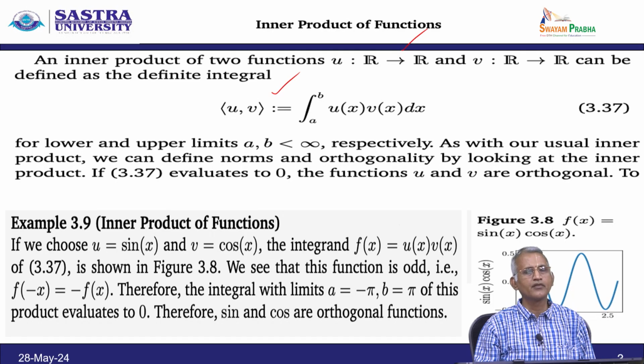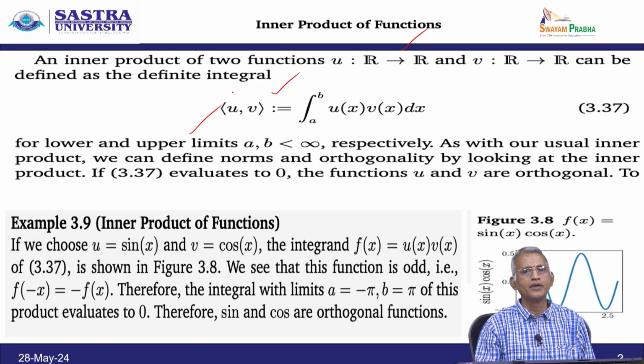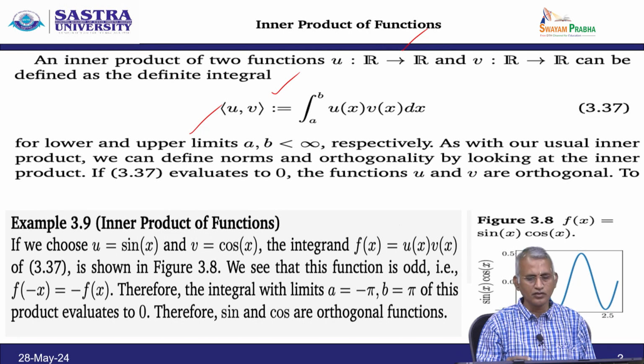For the inner product of u, v, you take the corresponding elements and simply add them, and that is also the inner product. So for lower and upper limits a, b less than infinity, as with our usual inner product, we can define the norms and orthogonality by looking at the inner product. If equation 3.37 evaluates to 0, the functions u and v are orthogonal.